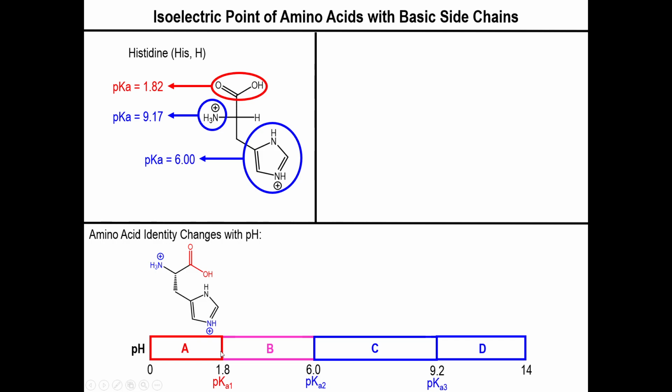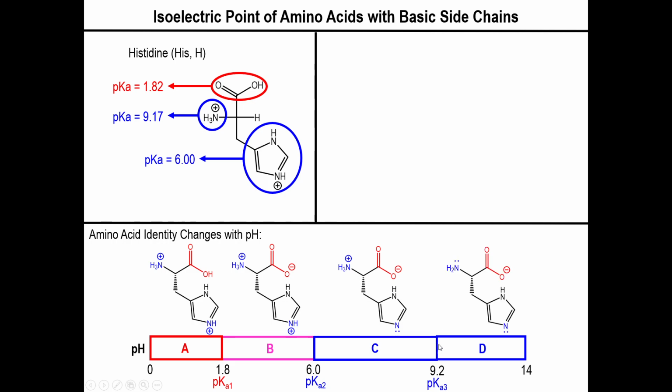So as we increase the pH and we go past the first pK value, we will deprotonate the carboxylic acid. And now all of a sudden we have a negatively charged unit, which altogether brings the value down to +1 for the overall charge. Continue increasing the pH until you hit 6. Now you will deprotonate the imidazole unit. So now you have a neutral molecule. And if you continue increasing the pH past 9.2, you'll deprotonate the amine as well. But at that point, the molecule will have a charge of -1.